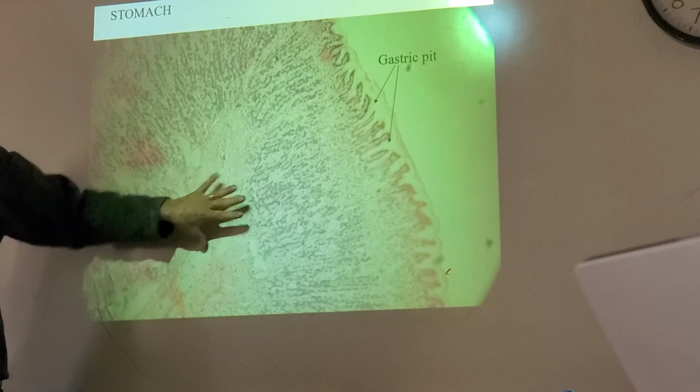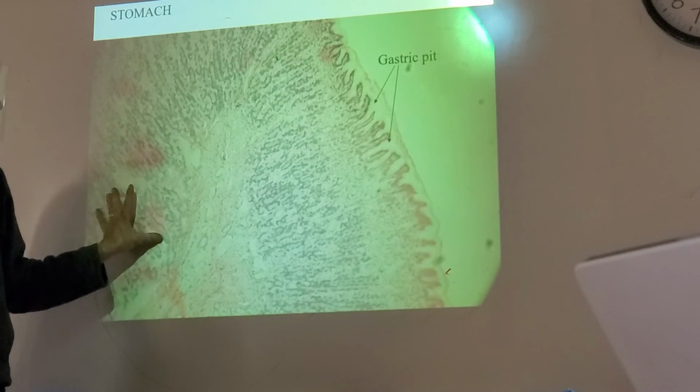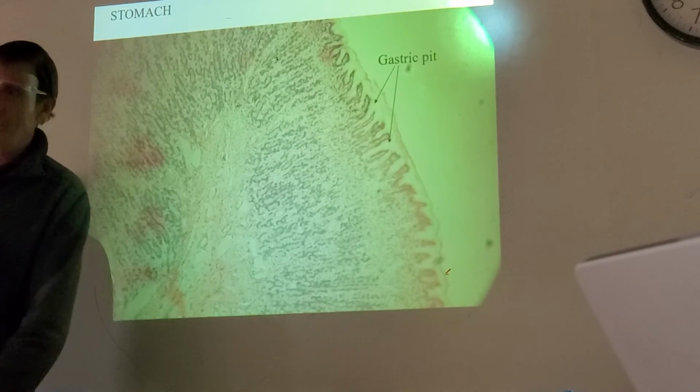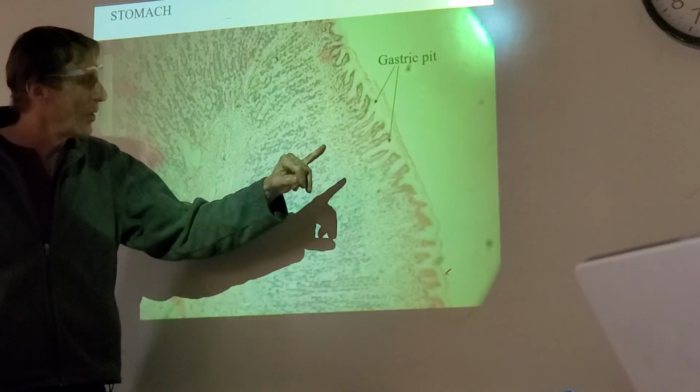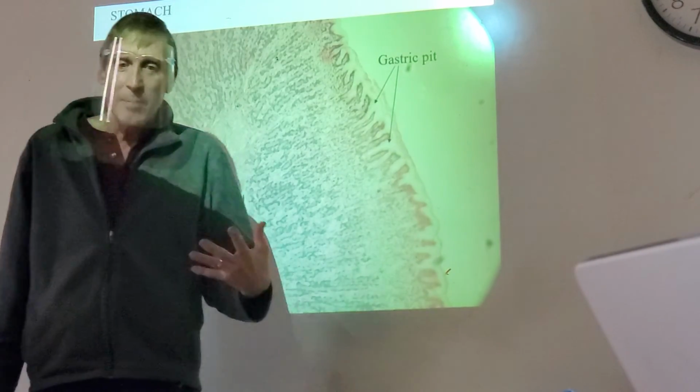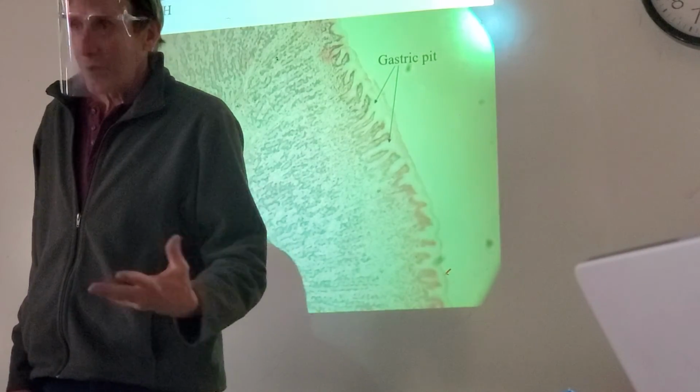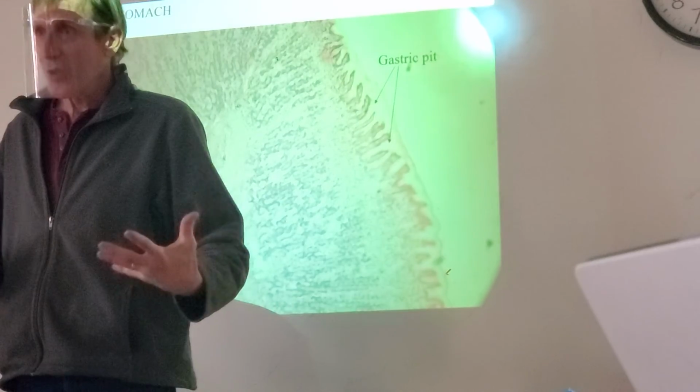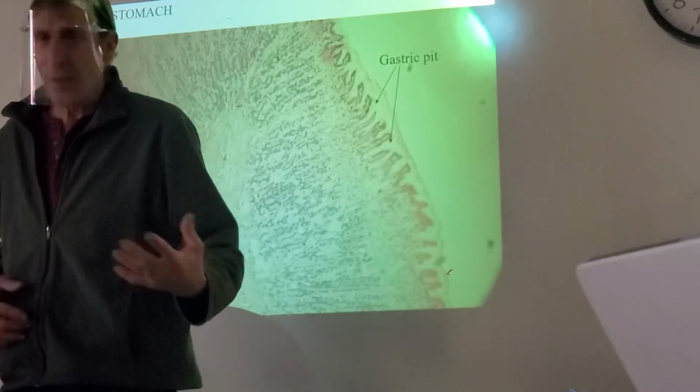So you're not seeing all three layers. This is part of the mucosa. This is submucosa, and you can't even see muscularis on this slide. But what I wanted to point out, we'll talk about it a bit in lecture. The stomach is secretory, right? You know it secretes stuff, right? Gastric juice, it has hydrochloric acid in it and other things.